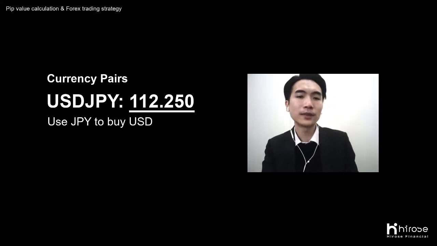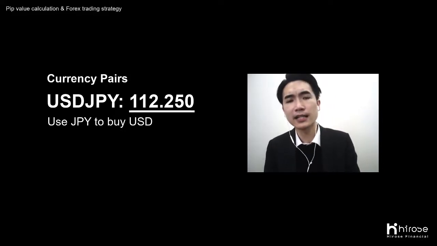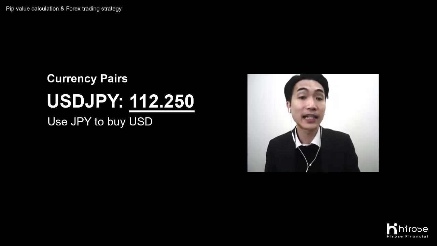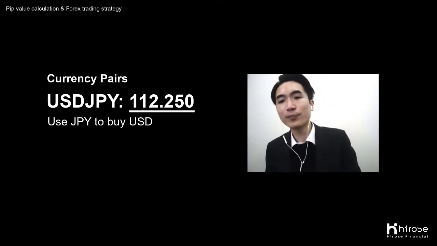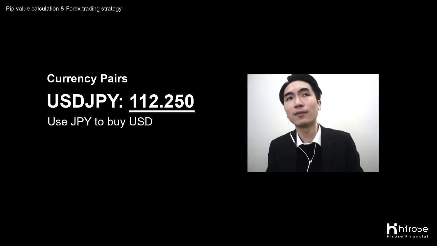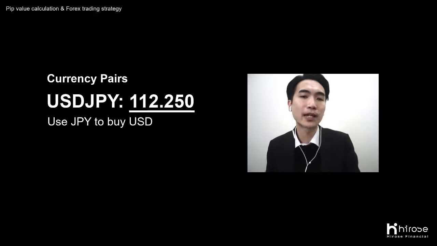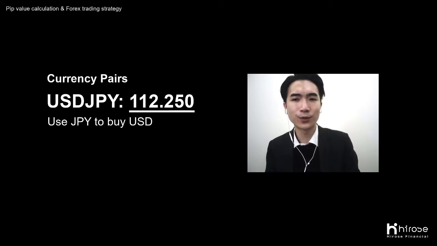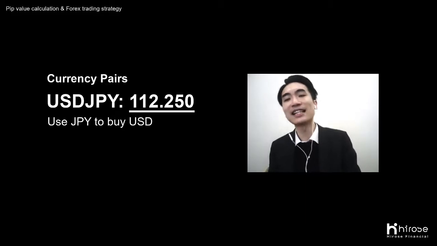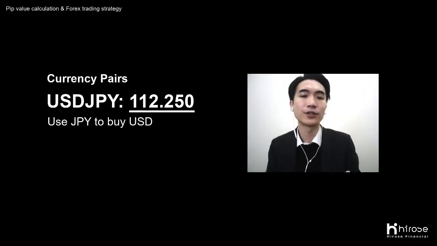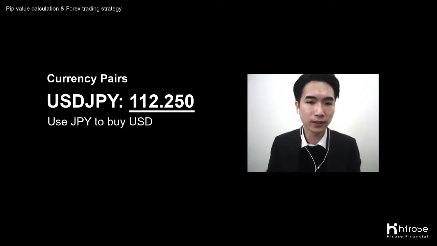The meaning of this currency pair is actually that we are using Japanese yen to buy US dollar. So the price here indicates how much Japanese yen I need in order to buy $1. That price, 112.250, is the amount of Japanese yen that I need in order to exchange for $1.